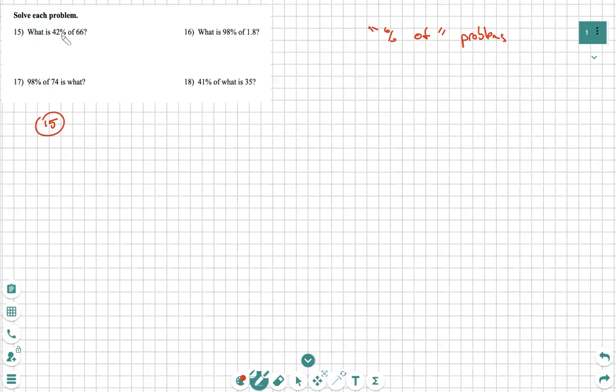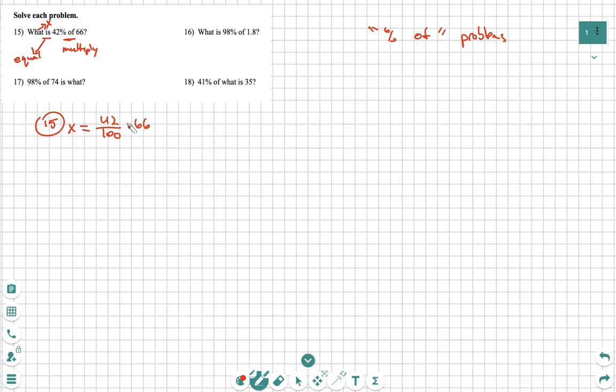What is 42% of 66? The word of means multiply. So when it says 42% of 66, we are multiplying 42 over 100, 42% times 66. Is is another word for equals, and what will represent our x. So in this equation, we have x is equal to 42 over 100 times 66. That is how you set up number 15.